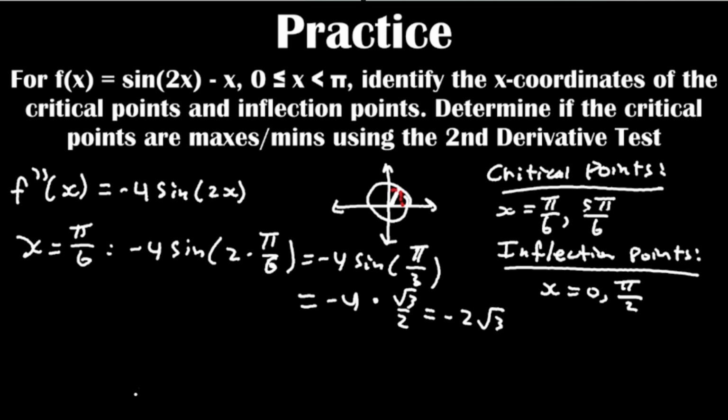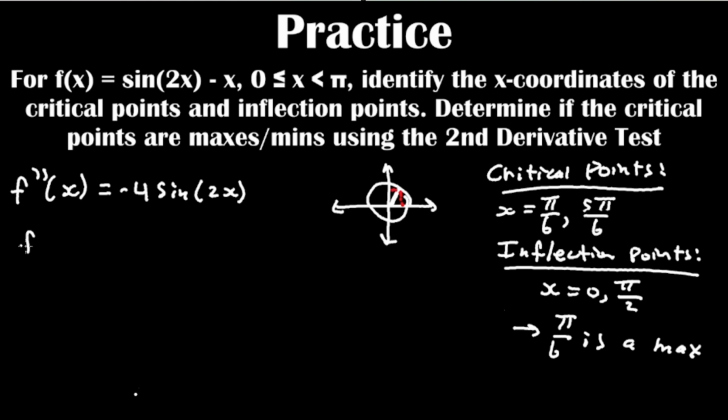So the second derivative is negative at x equals pi over 6. So that means that pi over 6 is a maximum. Now let's check 5 pi over 6. So the second derivative evaluated at 5 pi over 6 is just minus 4 sine, and then 5 pi over 6 times 2, that's just 5 pi over 3.